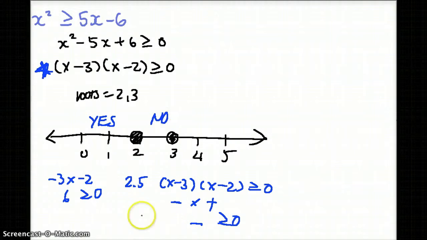And I guess you could have actually plugged in and solved this, but that would have taken a bit more time, so I'm not assuming, but I'm just going to write that that's going to be a negative number without actually solving it.